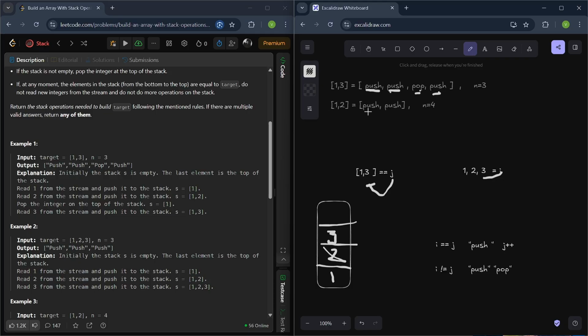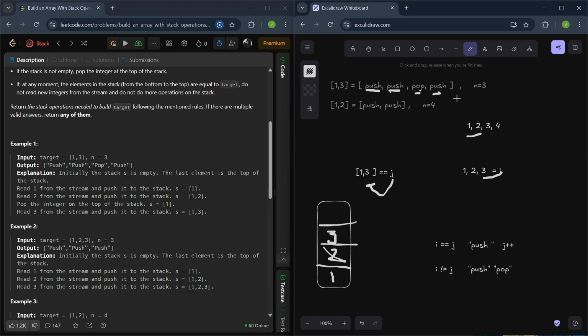Now this is the second example. Why I have written it over here is, as you can see, there are only two values in the target, but the problem is that n is equal to 4. That means our n is going to be 1, 2, 3, 4, but we are going to achieve it in the first two only, 1 and 2. Later on these two things we don't want.